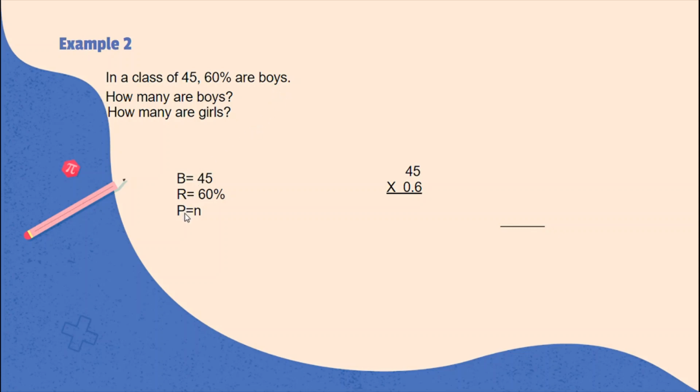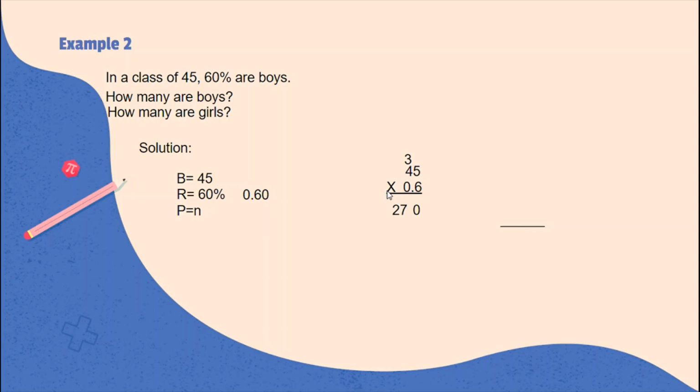This time we're going to find the percentage. To find the percentage, we use the formula: percentage equals rate times base. But before we multiply, we need to change this 60% into a decimal. Move the decimal point 2 places to the left, 1, 2, to make it 0.60 or 0.6. Then we multiply it with our base. So 45 times 0.6. Let us multiply. 6 times 5 is 30, so 0 carry 3. 6 times 4 is 24, plus 3 is 27.